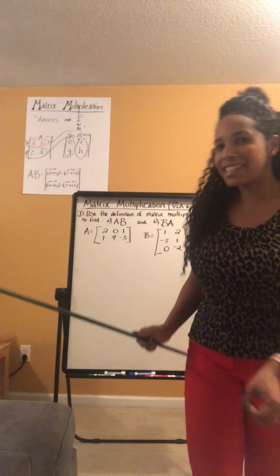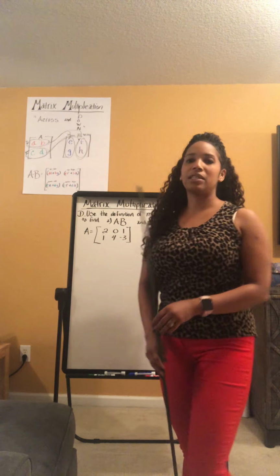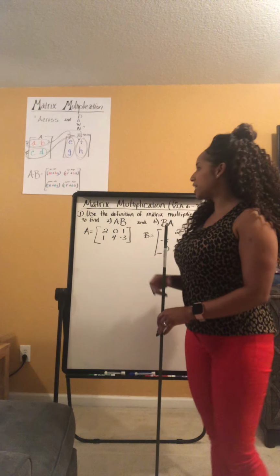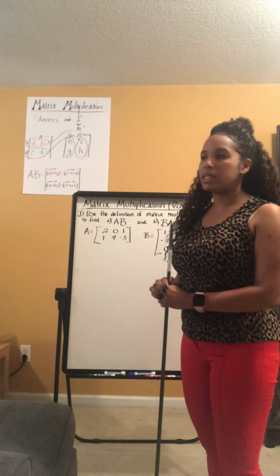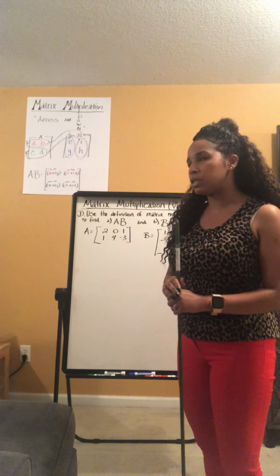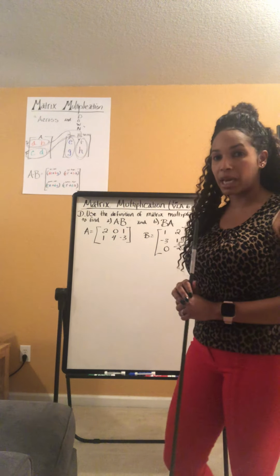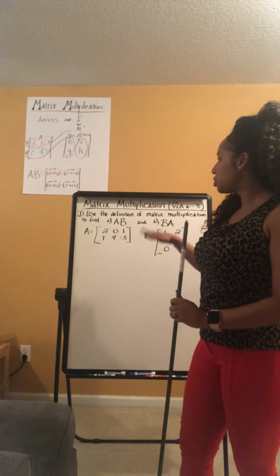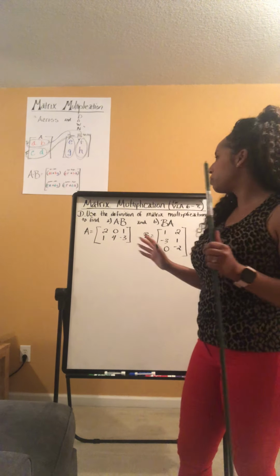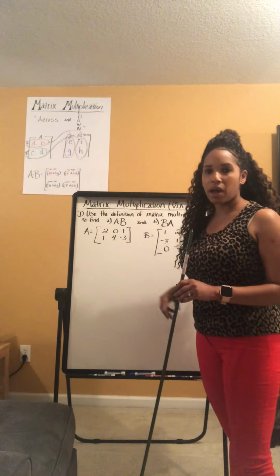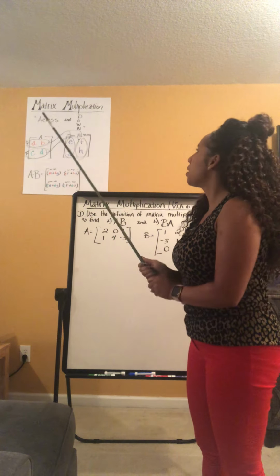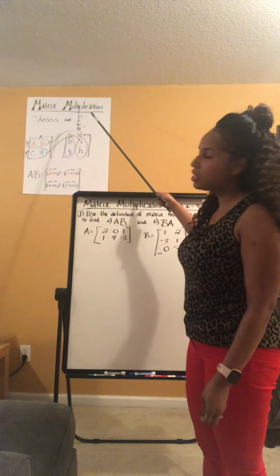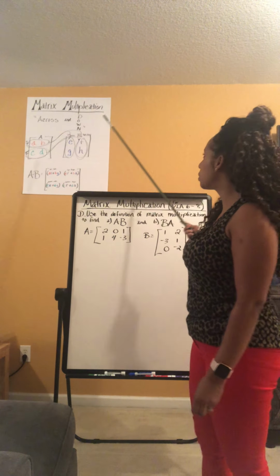Good morning, pre-calculus. Today we are going to learn matrix multiplication. It's example D because we've already done examples A, B, and C: the addition of matrices, subtraction, and scalar multiplication. But matrix multiplication, where you multiply two matrices together, is a lot more complicated than scalar multiplication, where you just send a number through. I made this chart, and I will put it on my Google Classroom.